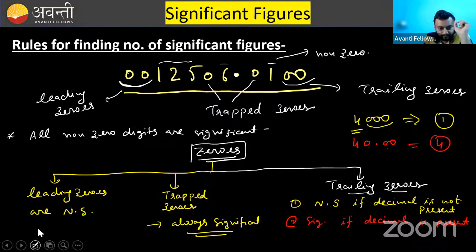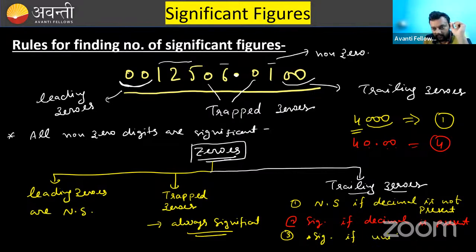There is one more point. They are significant if unit is mentioned. Now let's take another example. This is the same thing, that is 4,000. There is no decimal. Now the number of significant figures in it is 1. But if I mention there 4,000 meter, then it has 4 significant figures. All these numbers are significant.